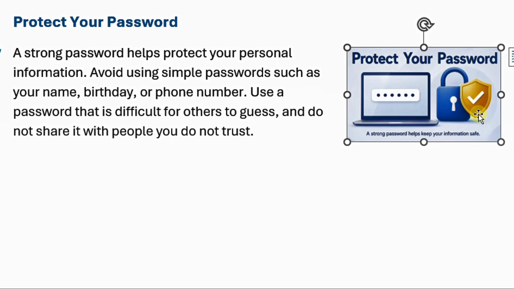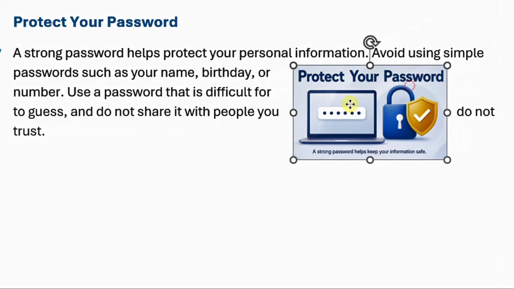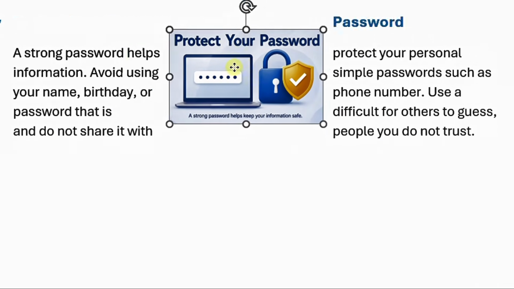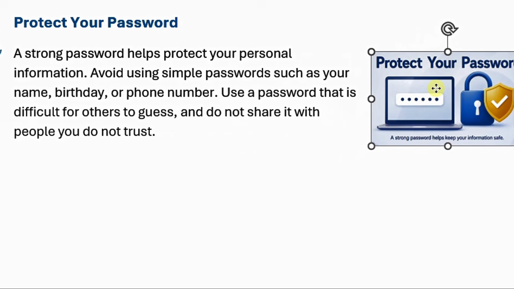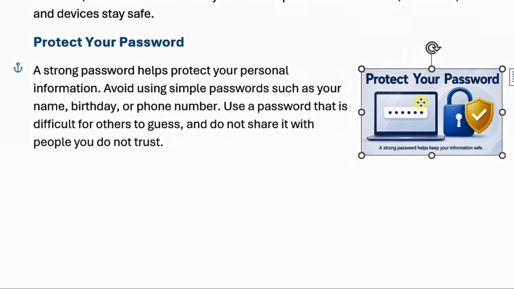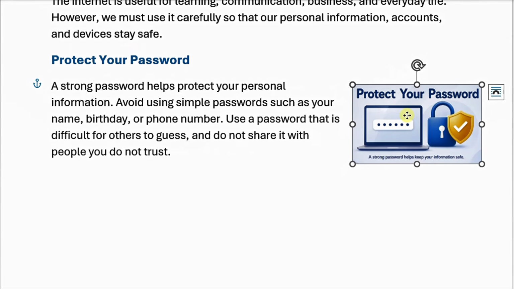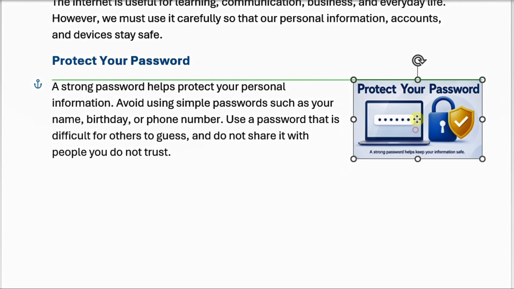Now the picture is no longer behaving like one big letter. It can sit beside the text more professionally. Now this is why square is one of the most useful wrap text options. Square helps the picture and the text work together without fighting. Now for this document, square is probably the best choice. But before we decide, let's quickly look at the other options too.